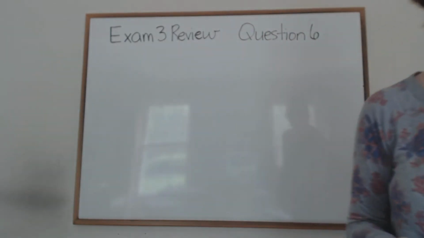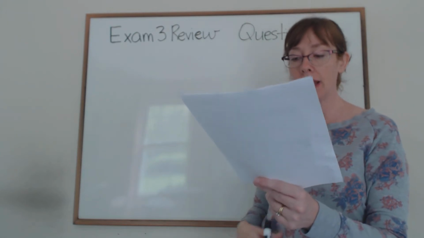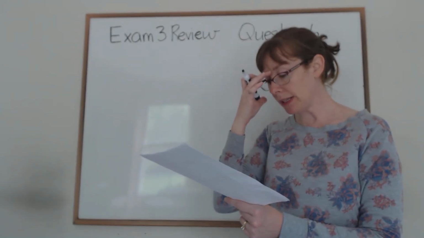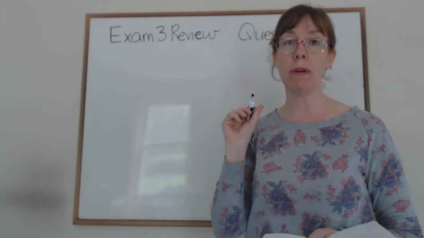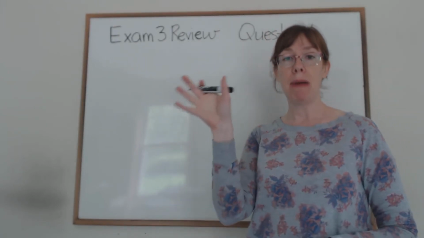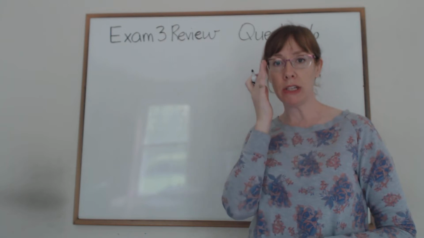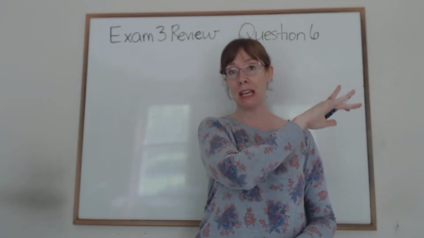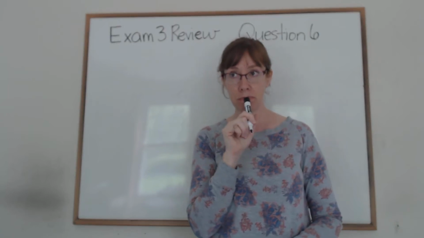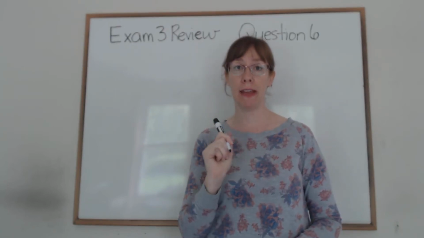Question number 6. Complete combustion of acetic acid releases 871.7 kilojoules of heat per mole of acid. Write a balanced thermochemical equation. Okay, a balanced thermochemical equation is just going to be the balanced chemical equation with the delta H written to the right and making sure that you have phase labels.